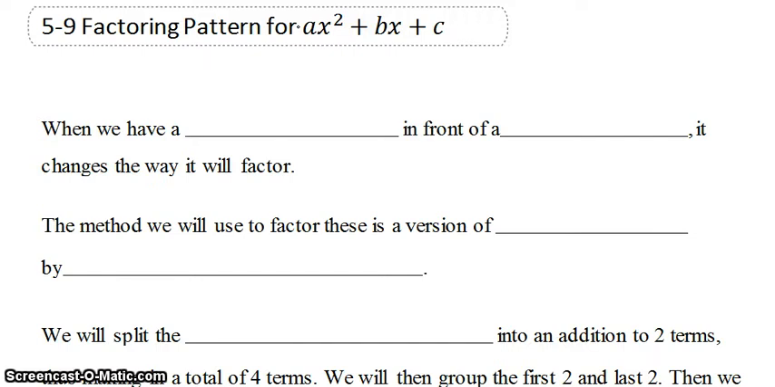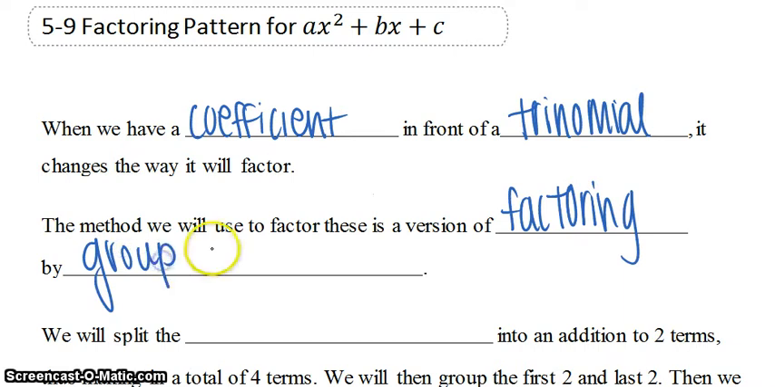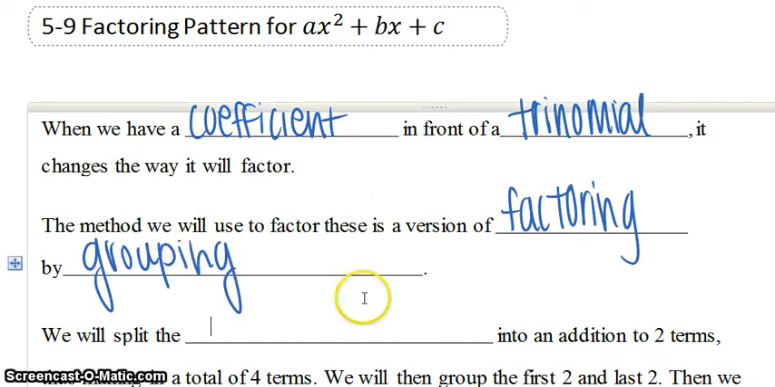So we are doing this one after we did factor by grouping, because you need to know how to factor by grouping to do this factoring pattern. When we have a coefficient in front of a trinomial, it changes the way it will factor. Because we know when it doesn't have the a, we know how to factor that. Now, the method we will be using to factor these is a version of factoring by grouping, like I just said. So if you have not fully mastered that, you need to keep on working on that, because this will be a little bit difficult for you then.